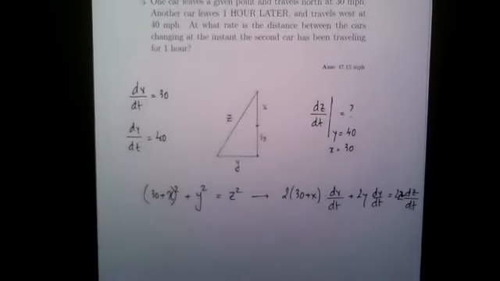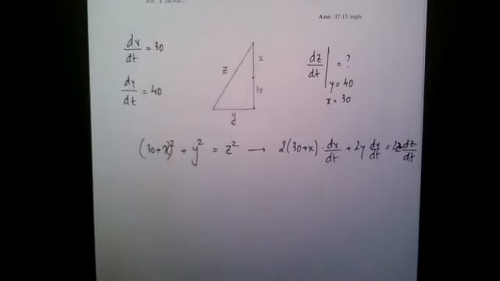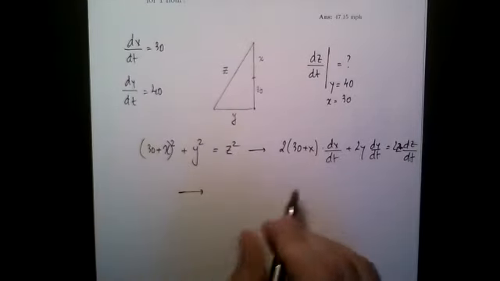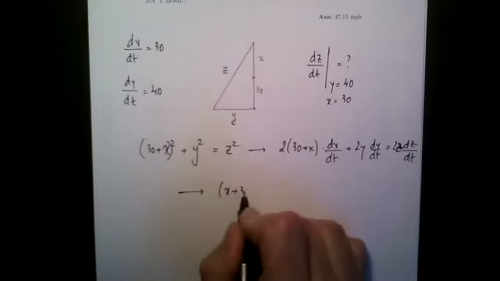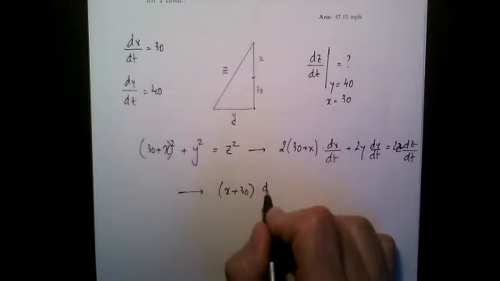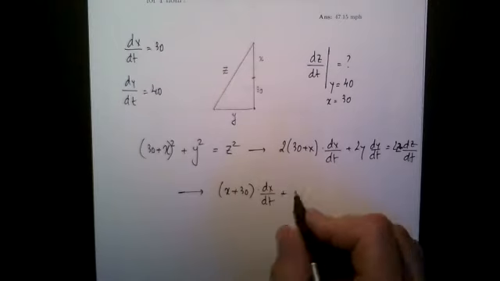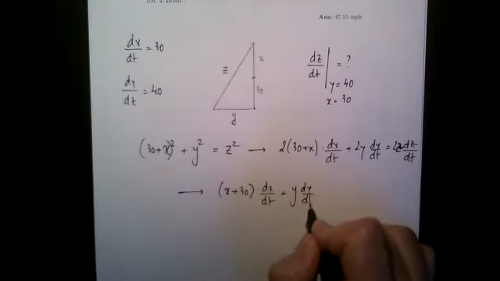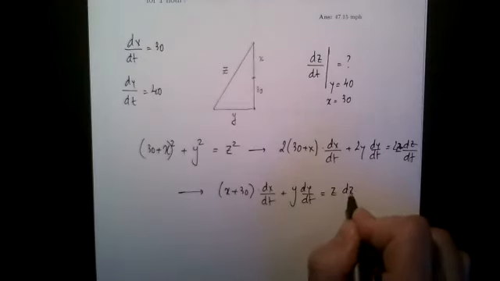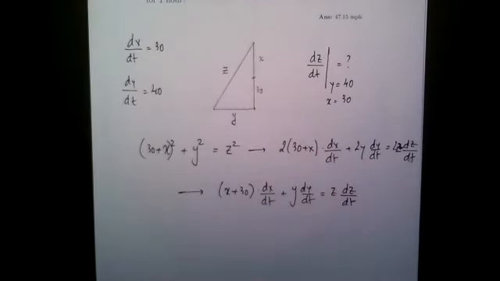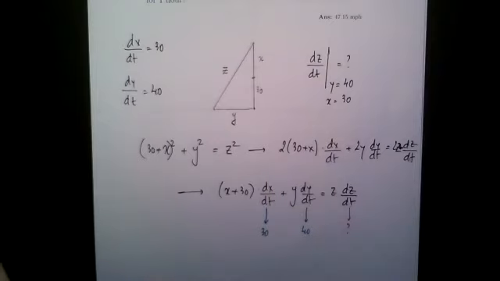Is that okay? All right, let's get rid of the 2's just to make things a bit cleaner. So (x + 30) times dx/dt plus y dy/dt is equal to z dz/dt. Let's see what's given to me here. dx/dt, I know it's 30. dy/dt, I know it's 40. dz/dt is what I'm looking for.